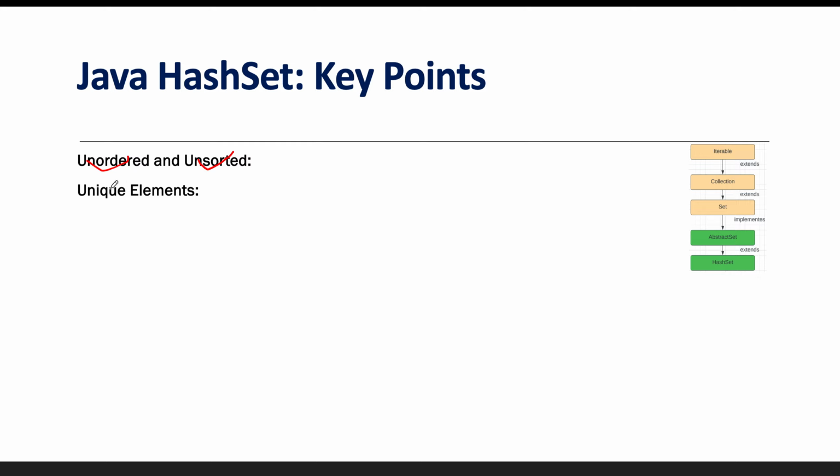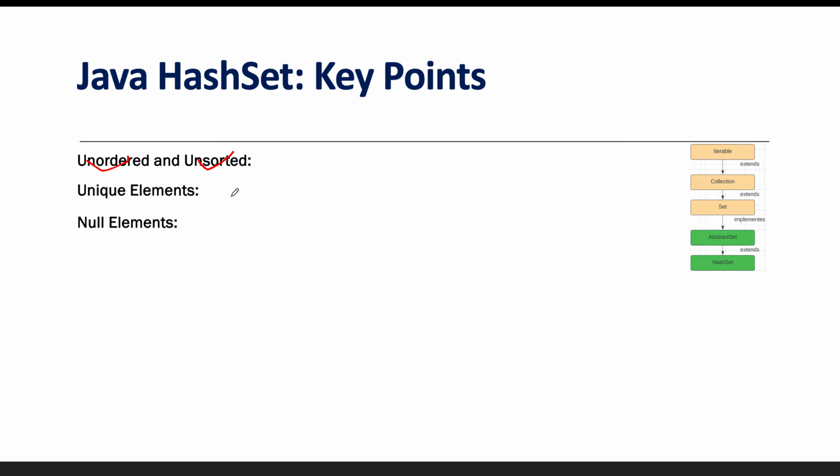Another key point is unique elements. As a property of the set interface, HashSet maintains unique elements inside the set. For the elements you insert, it checks internally whether each element is unique or not. Only the unique elements are stored, and the duplicate elements are removed automatically. When you try to insert a duplicate element, it does not throw any exception at compile time, but at run time, internally, it checks for duplicates and removes them automatically. We will see this with an example in a minute.